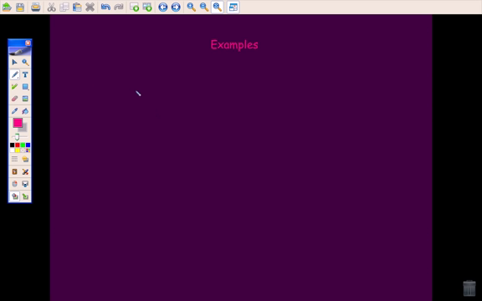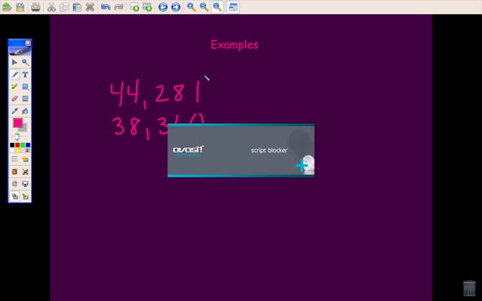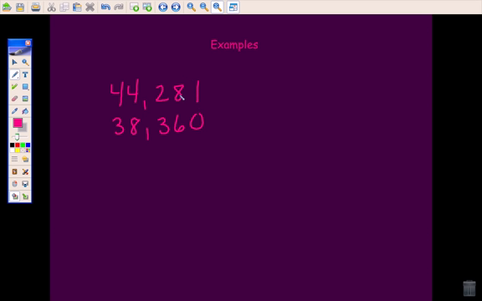There are 44,281 farms in Florida and 38,360 farms in New York. How many farms are in Florida and New York altogether? The first thing I did was line up my place value for each number. I have my ones place, my tens place, my hundreds place, my thousands place, and my 10,000s place. Okay? So I want you to practice this on your student side. Go ahead and pause me and see if you're going to get the same sum that I get.